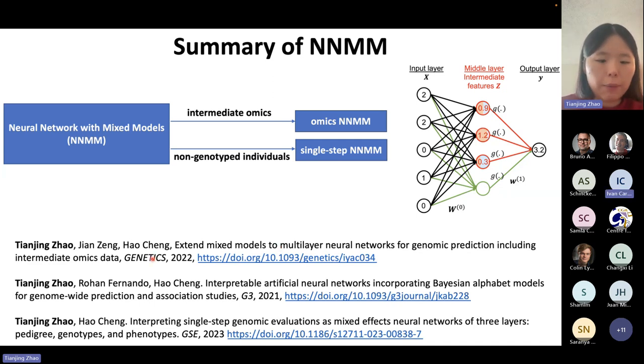And we have published some papers for both the NMM structure and omics, and also the single step. The single step NMM has been published just last month. Okay, so here are the references.